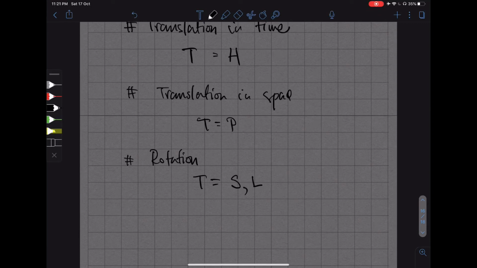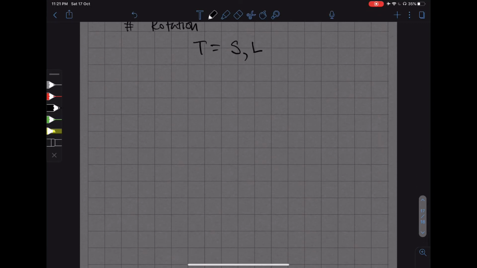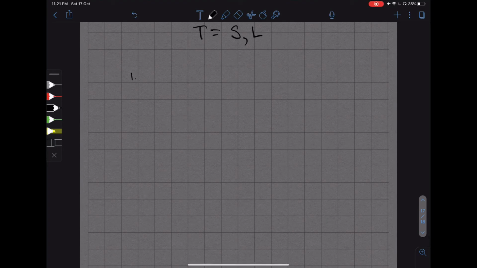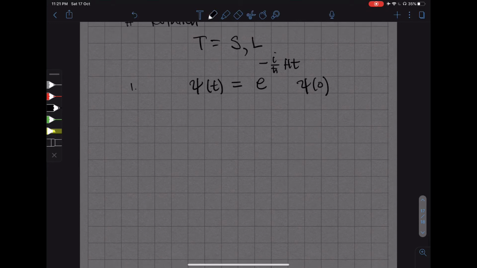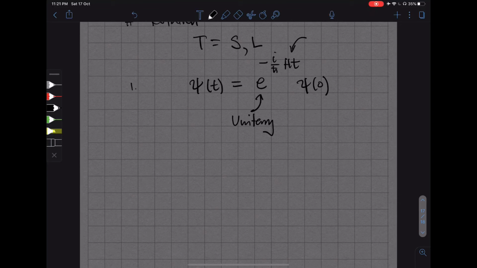So let's look at this in more detail. Our first example, we already know this: if I have a wave function at time t, it's given by the time evolution operator, which is e to the power minus i by h bar H t acting on psi 0. And this is exactly the form. This is a unitary operator, and H is a Hermitian operator.